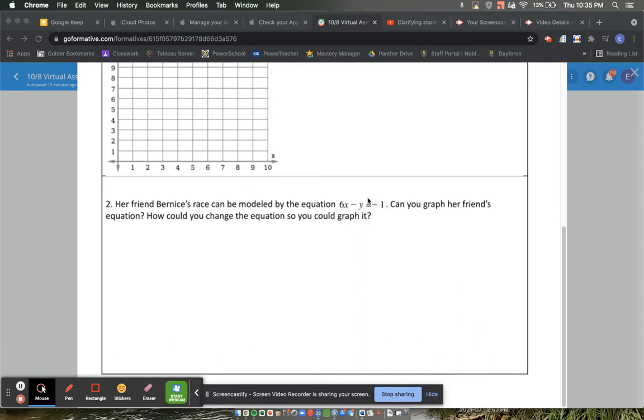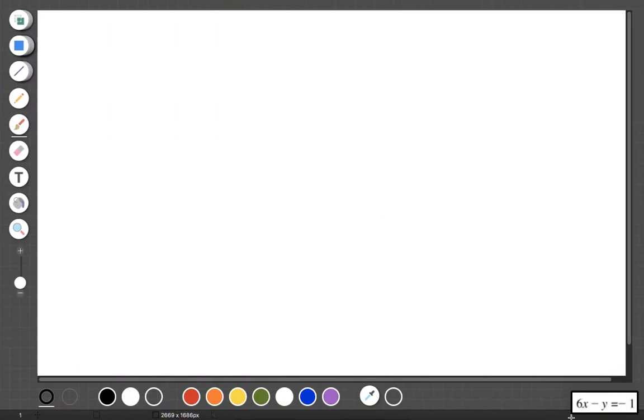So this relates back to what we did. This is a standard form. You can easily tell because the x and the y are on the same side. You need to get y by itself. So let's go ahead and do this. We're going to take that problem, move it over here, and we're going to follow those same things. So we need to get y by itself.